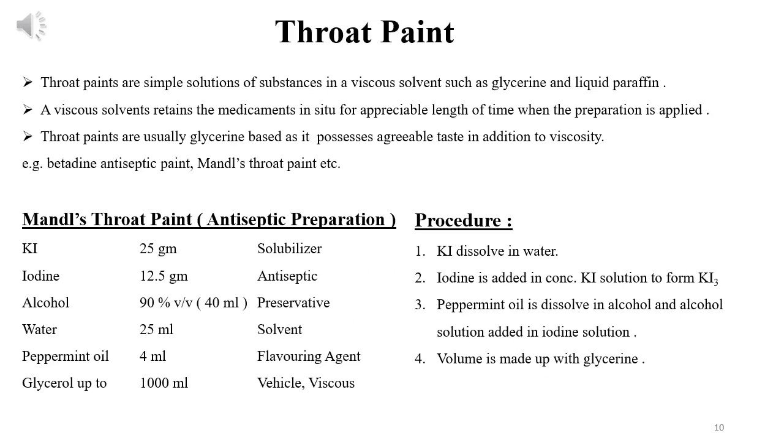The third point is throat paint. As you can understand by its name, in Hindi throat paint would be like a paint for the throat. Throat paints are simple solutions of substances in viscous solvents such as glycerin and liquid paraffin. So paint provides a paint-like consistency, that's why we call it throat paint. Here glycerin or liquid paraffin are used as a viscous material to provide paint-like consistency. A viscous solvent retains the medicament in situ.